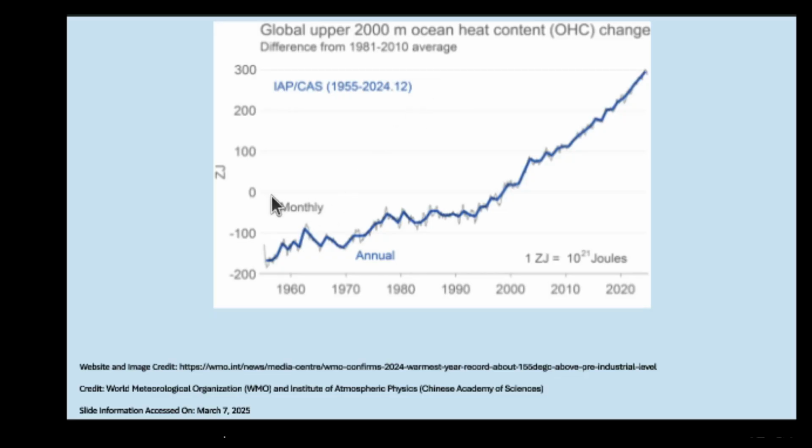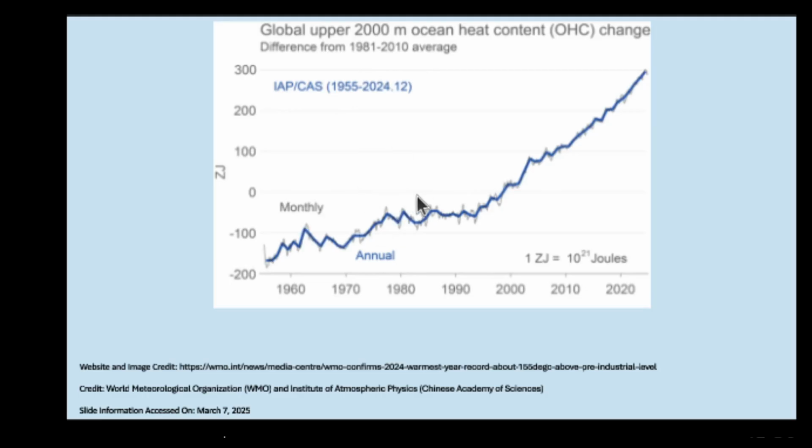The 1981-2010 average is the zero baseline here of the amount of energy in the ocean. And the record goes from 1955 to the last full year we have a record for, which is 2024. So if you look back at the year 1955 compared to the 1981-2010 average, which is the zero baseline here, you have that there was about 180 zettajoules less compared to that average.